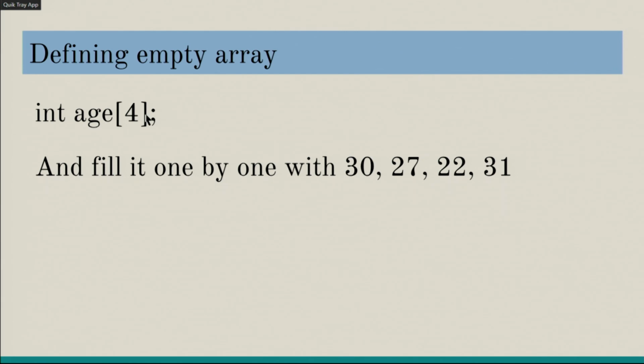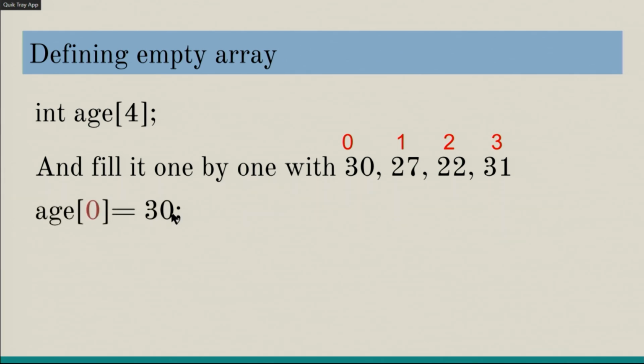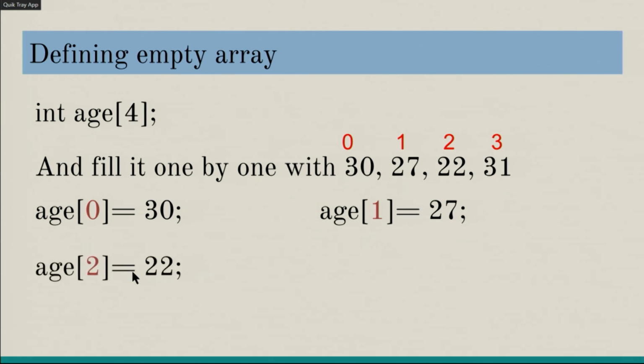Let's see how we can fill this with these values: 30, 27, 22, 31. In terms of index, that is 0, 1, 2, and 3. So exactly like before, updating and filling up are the same. This means that 30 will go into index 0 of age, and this means 27 goes into index 1 because this is empty. Now we are filling it up, and 22 into index 2 this way, and 31 into index 3.